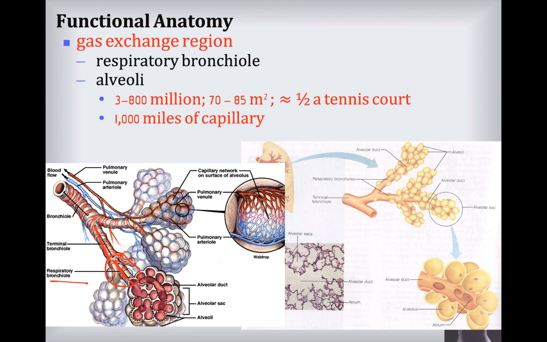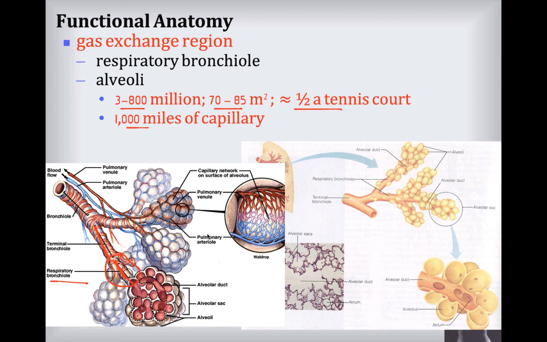And then finally, we move down into the alveoli and the alveolar ducts, which actually are what connect the alveoli to the rest of the lung, and that's a duct. Okay? And you have, again, 300 to 800 million of those, 70 to 85 square meters, depending on how big you are, and that's approximately the square footage of half a tennis court. And then surrounding these, you have like 1,000 miles of capillaries, and some people have said that that's analogous to taking a quart of milk and spreading it out over that entire half a tennis court. And so that's really, really going to help with diffusion of respiratory gases.